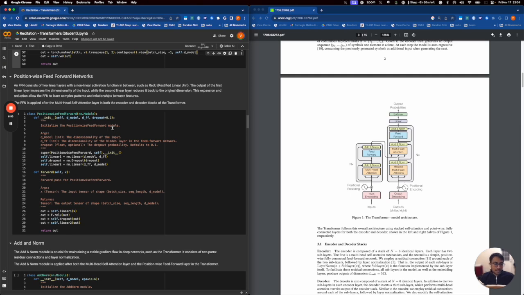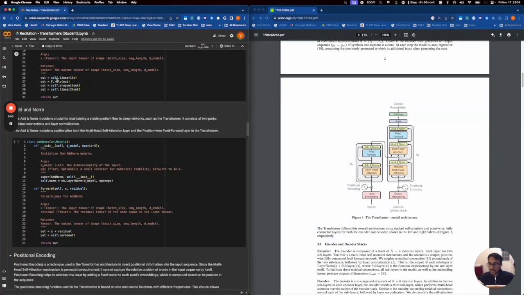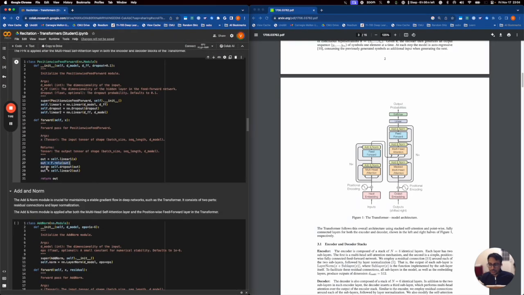And naturally, the nonlinear activation is very key. Without that, you're not really learning anything. So the nonlinear activation in between is important. There's also the dropout element for regularization, as shown.